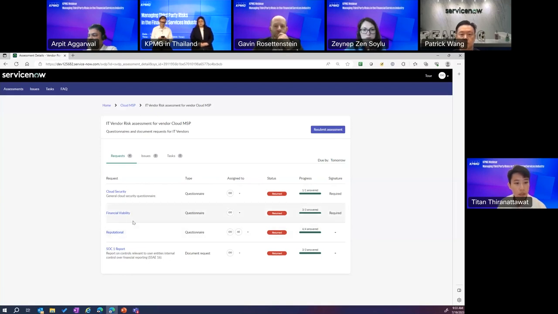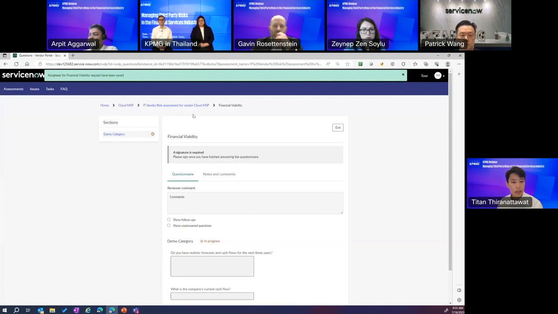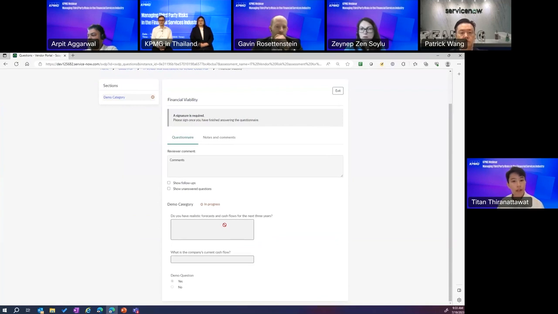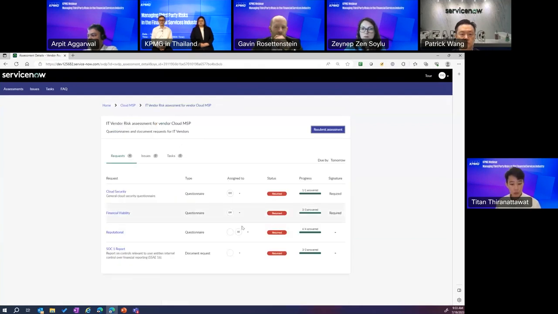And for example, what Owen can do here, let's say for financial viability, which is assigned to Owen, he might not have enough information to provide for this particular request. So he can assign this to someone that might have such information, such as Leah Wu, who is a chief financial officer. So when we make this switch, Leah would get a notification that a request has been made, and since we are signed in as Owen, he won't be able to make any edits on this request. So this helps allocate the work and helps the vendor ensure that the right people are providing the information to the client.